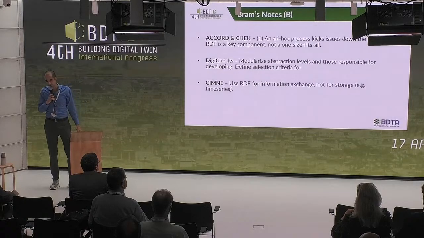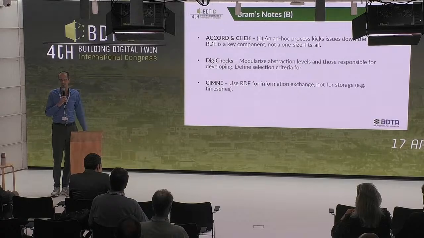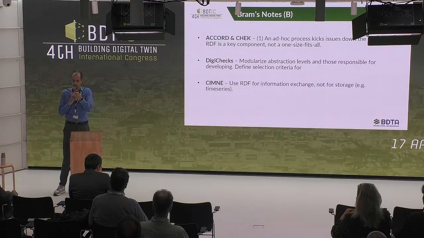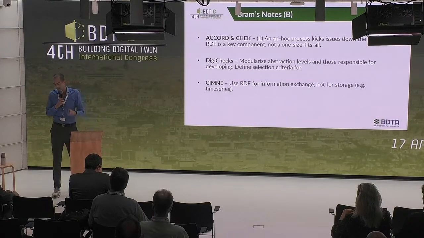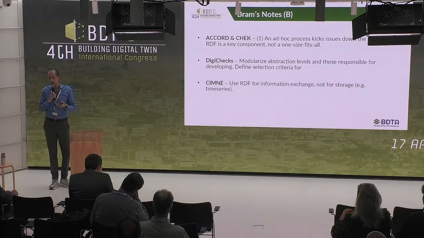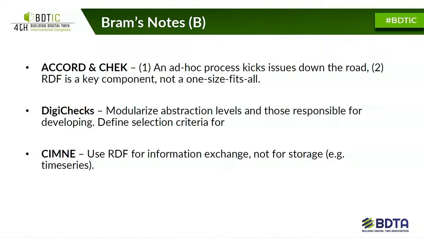And I wrote something on define selection criteria for, but I don't know for what. I think for the ontologies to reuse. So what they did was they defined 4 or 5 criteria and they ranked a bunch of ontologies against it and decided whether it was one they could use or not. Last but not least, Simne, they use RDF for information exchange and not for storage, so just for exchange. That was their key takeaway. So interesting stuff, right? Like I said, some steps were made the past few years.